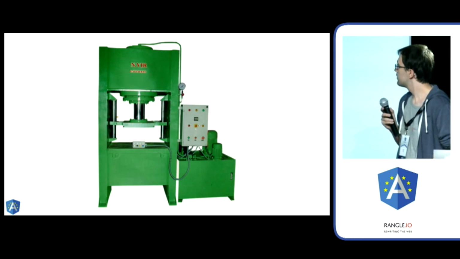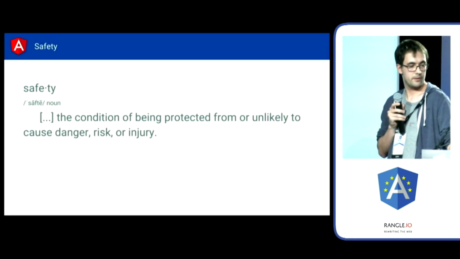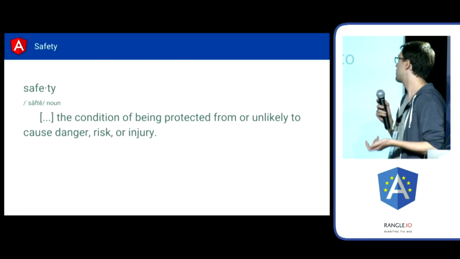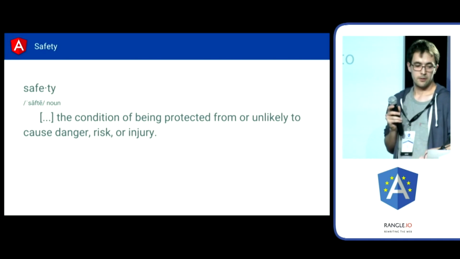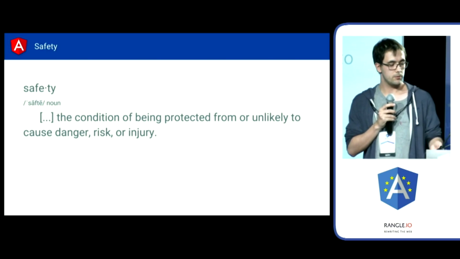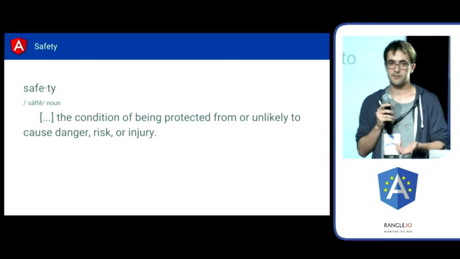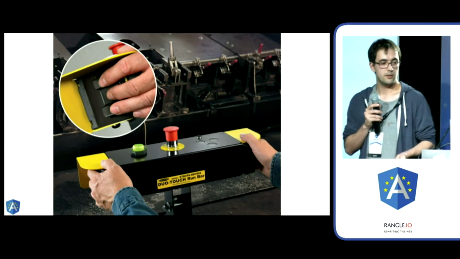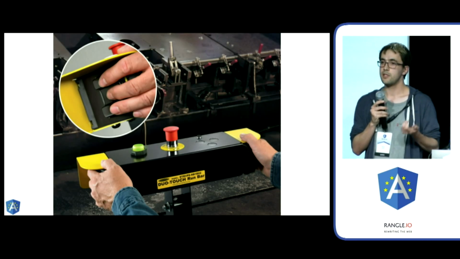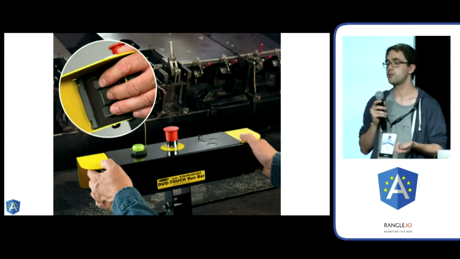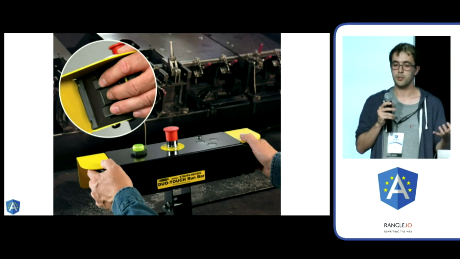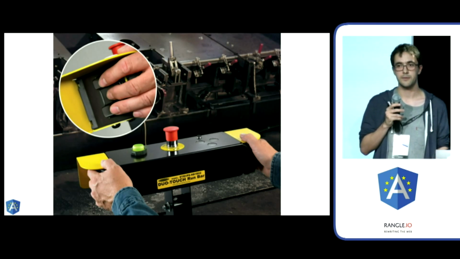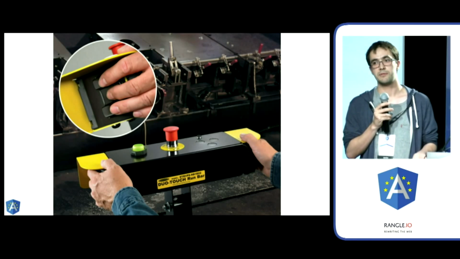That's the DOM APIs. One thing we want there is to have safety. Safety is the condition of being protected from or unlikely to cause danger, risk, or injury. Which means having a secure application is nice, but not being able to have the bugs in the first place is something we want. In the case of the press we showed before, that would be those types of controllers. To activate the press, you need to push two buttons at the same time, which you can't do with one single hand, which means if you manage to make the press run, your fingers will not be on it. And that's exactly what we want to do with those web apps.